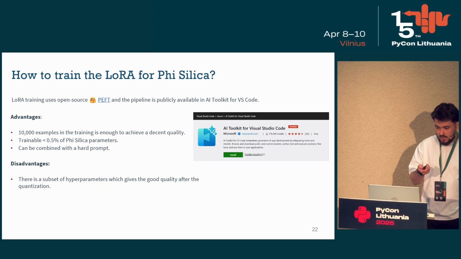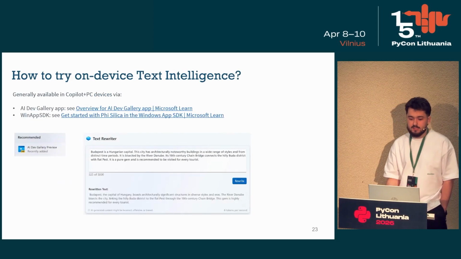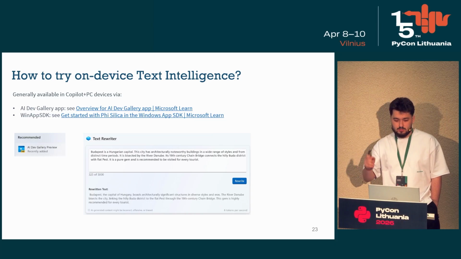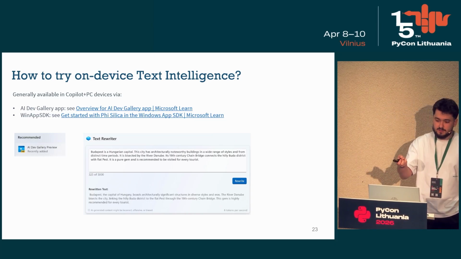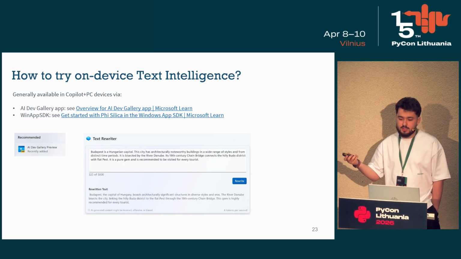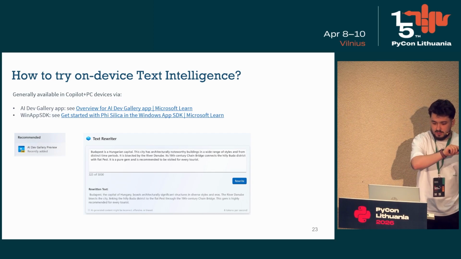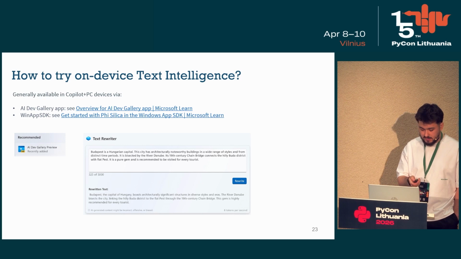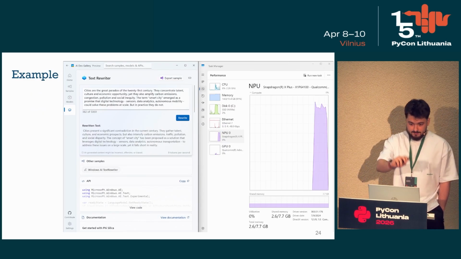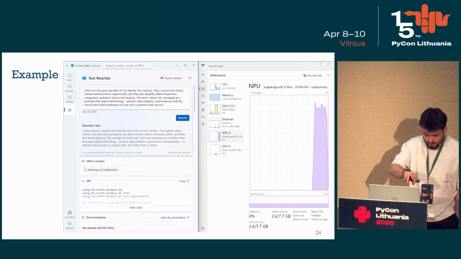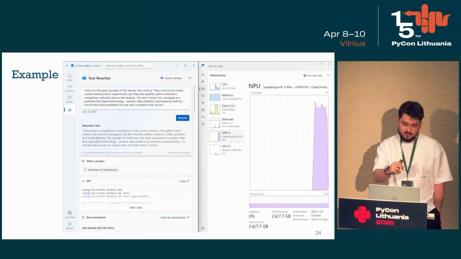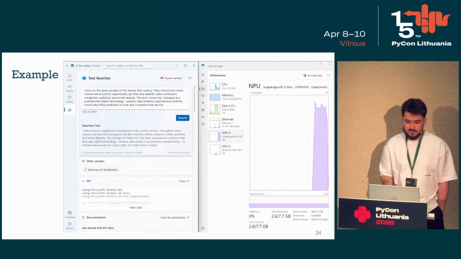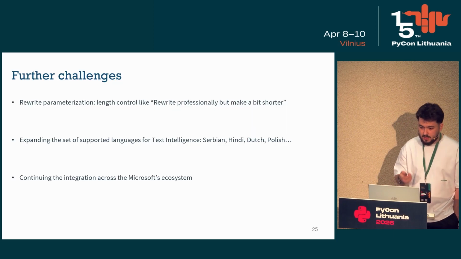Phi Silica parameters. And we also have the AI Dev Gallery app for people who are not very much into ML but want to see if these capabilities are sufficient for their .NET apps on Windows. Then they can just take this AI Dev Gallery app and see how this rewriting works on device. And here is an example where I open the task manager, and we see the load on the NPU simultaneously to when we are producing these rewritten texts in the AI Dev Gallery app.